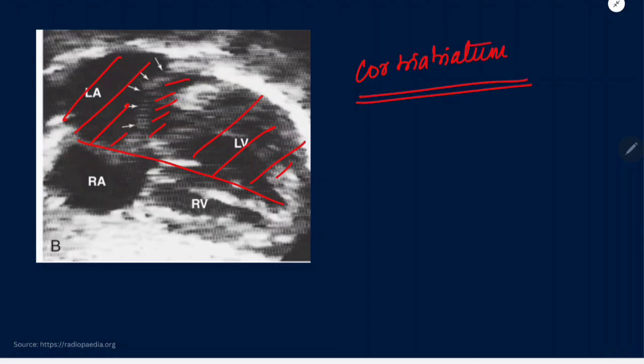So cor triatriatum, 3-chambered, the whole heart has 5 chambers. So this left sided chamber is having 3 chambers, right? This is called cor triatriatum, and this is very important also because this is an anomaly. So you can see that. So this cor triatriatum, you can remember, this is an echocardiographic image which I have shown over here.